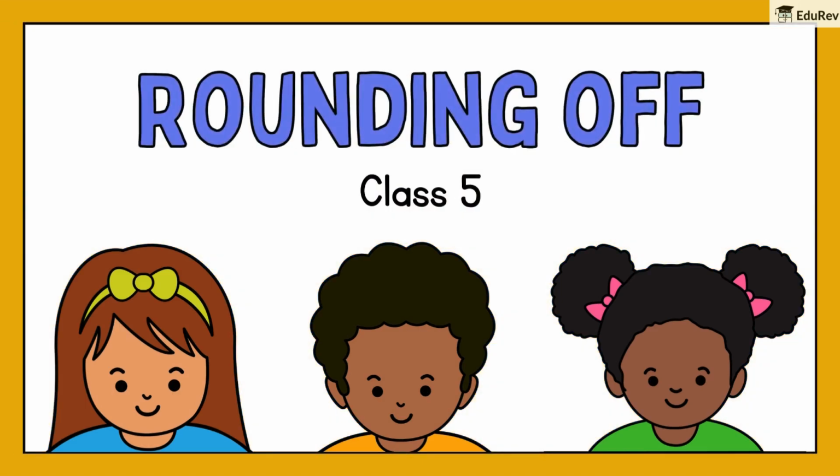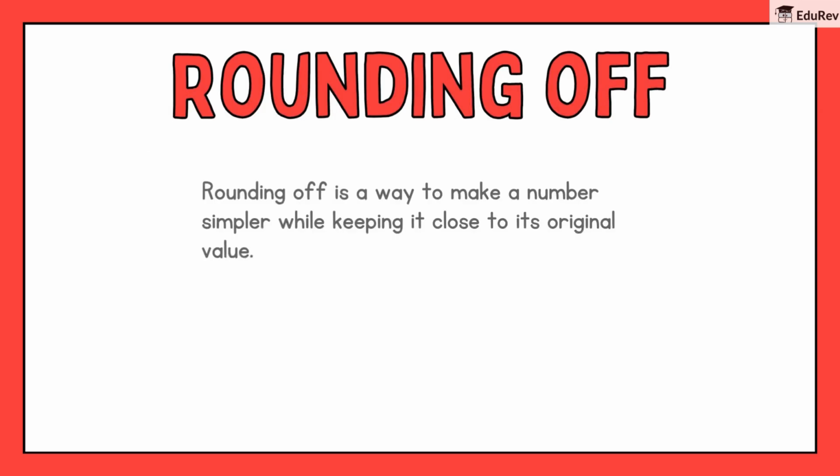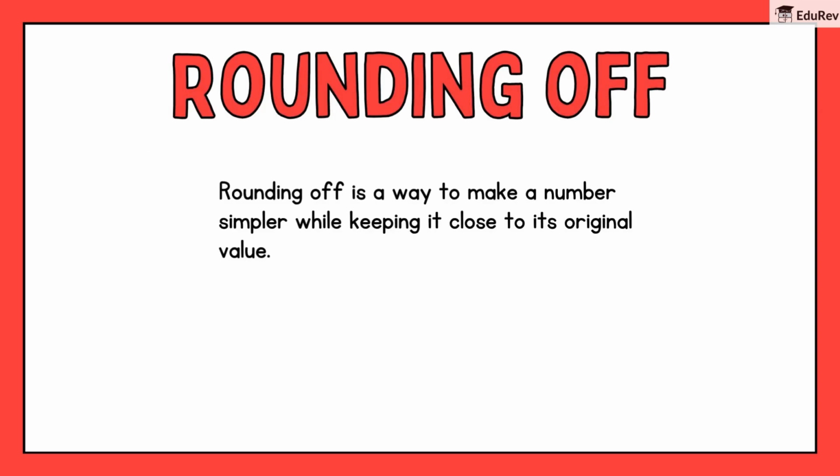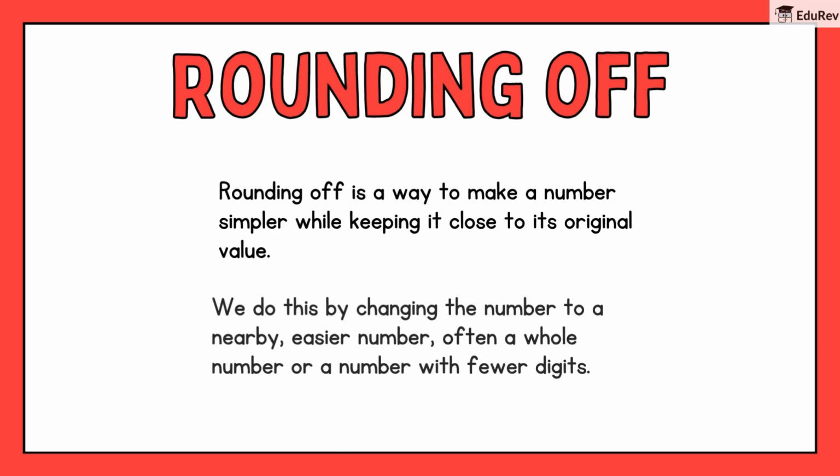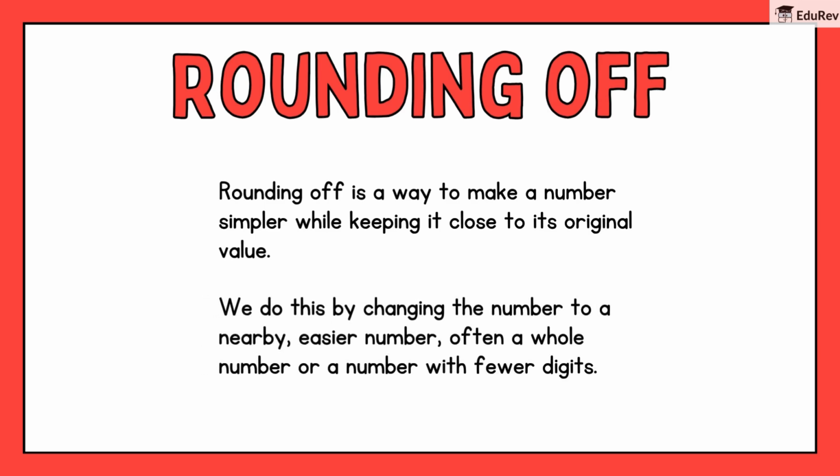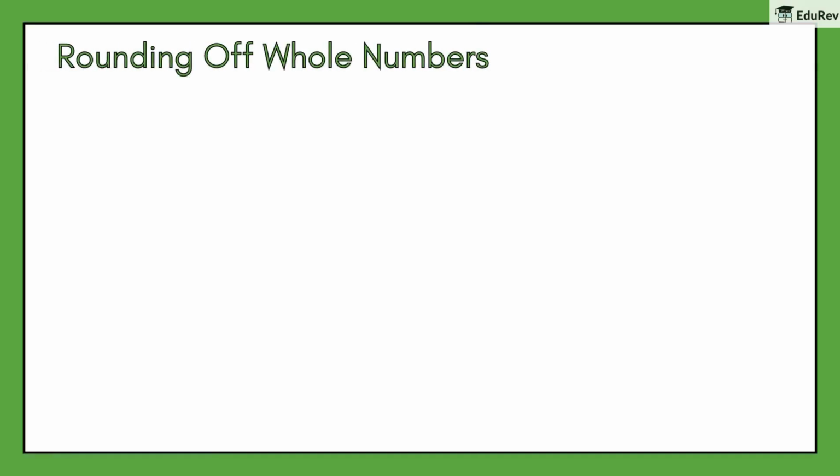Hello students, today we are going to learn the topic rounding off. Rounding off is a way to make a number simpler while keeping it close to its original value. We do this by changing the number to a nearby, easier number, often a whole number or a number with fewer digits. Now let's dive into rounding off whole numbers, starting with rounding off to the nearest 10.